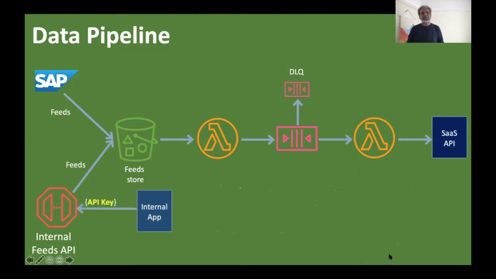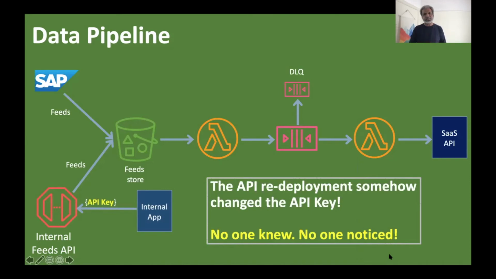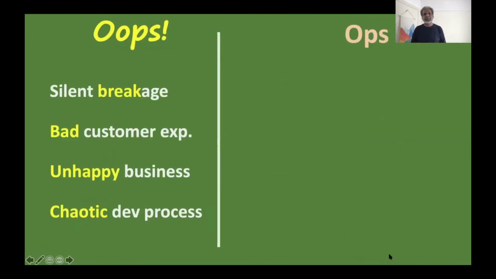Now, this particular service, at some stage, got redeployed. And for some reason, no one knew what happened, it deployed with a new key. And you can imagine what happened, right? The consumers, not knowing that the API key changed, were failing. And the data feed wasn't coming in at all. That meant we had product statuses all over the place, and it wasn't a happy stakeholders situation. So it was a silent breakage.